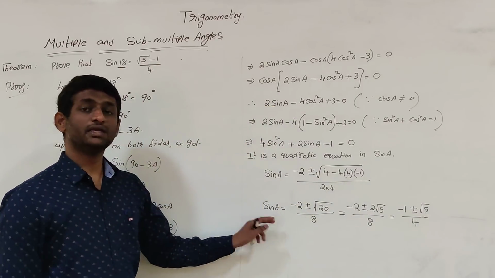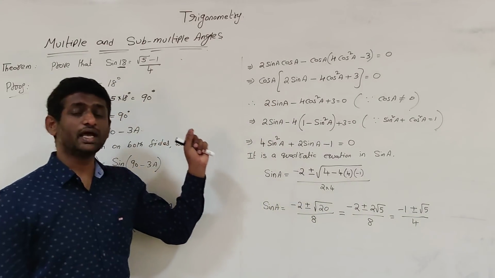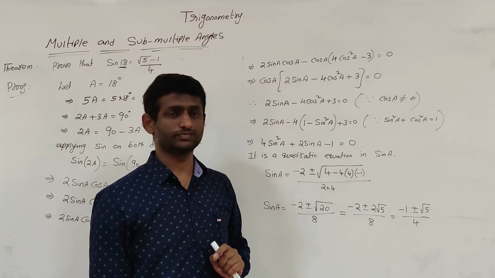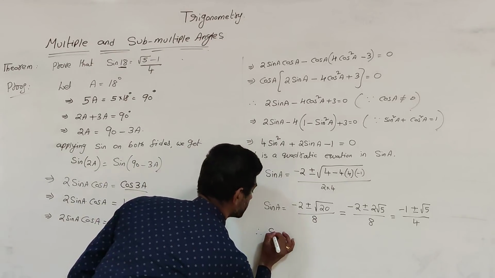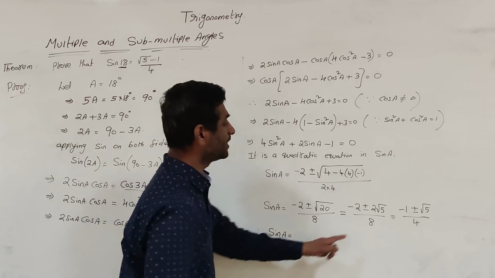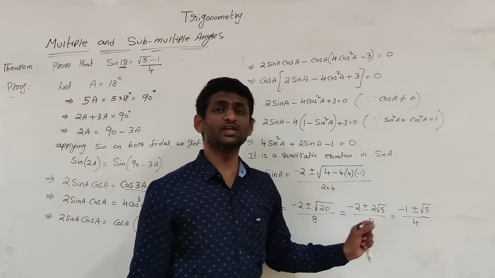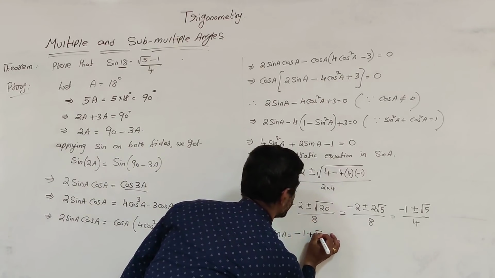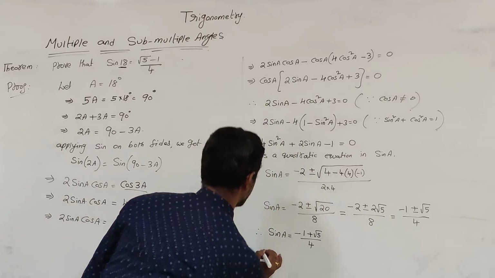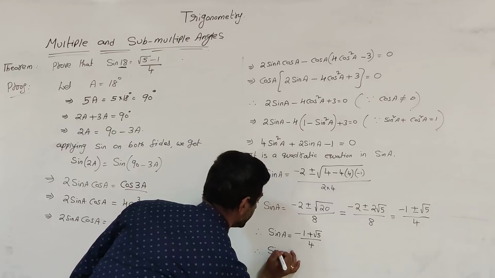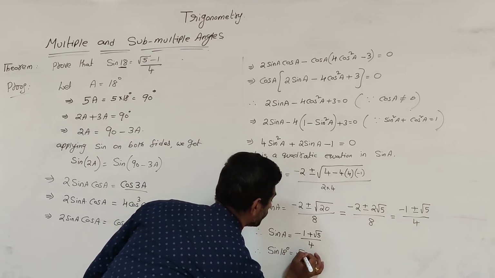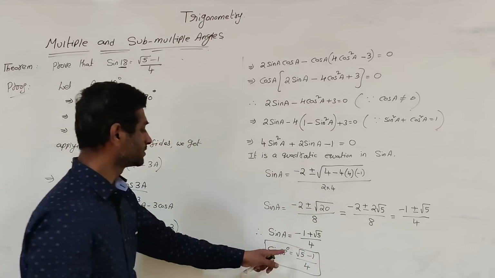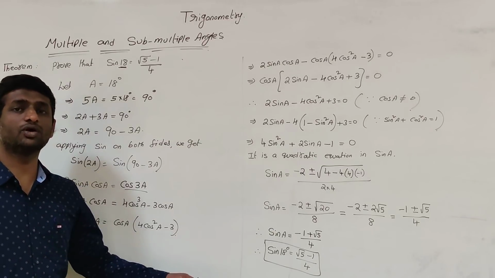But what is a? A is 18 degrees, which means it lies in the first quadrant. In the first quadrant, all trigonometric ratios should be positive. So therefore, for sin a, if you take minus 1 minus root 5 by 4, it gives a negative value. But we should get a positive value, so it will be minus 1 plus root 5 by 4. Therefore, sin 18 degrees is equal to root 5 minus 1 by 4. That is the value of sin 18.